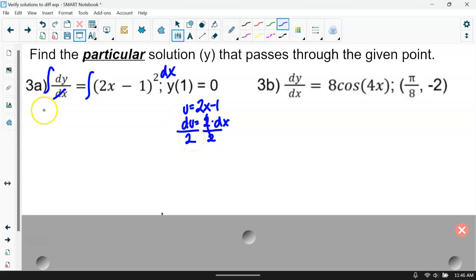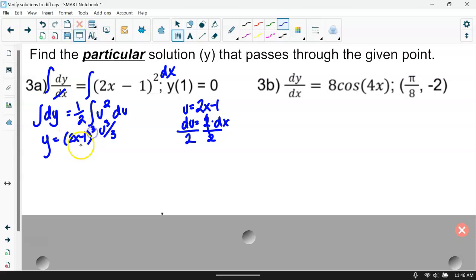So here we're going to find our integral, right, of dy here. So is equal to 1/2 times our integral of u squared with respect to u. So now here we end up with y, which is equal to, so this is u to the third, right, divided by 3, but times 1/2. So this is u, which was 2x minus 1 to the third, over 6 here, right, 1/6 plus c here.